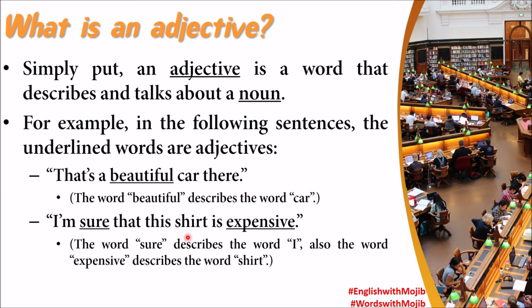I'm sure that this shirt is expensive. Please pay attention to my pronunciation. Sure, shirts. We don't have this phonetic in Persian language. The word sure, same as sure and shirt. The word sure describes the word I. Also, the word expensive describes the word shirt. So, sure is an adjective for I, expensive is an adjective for shirt.